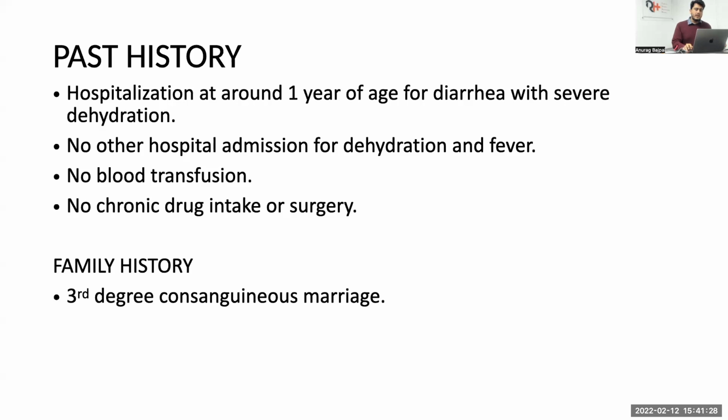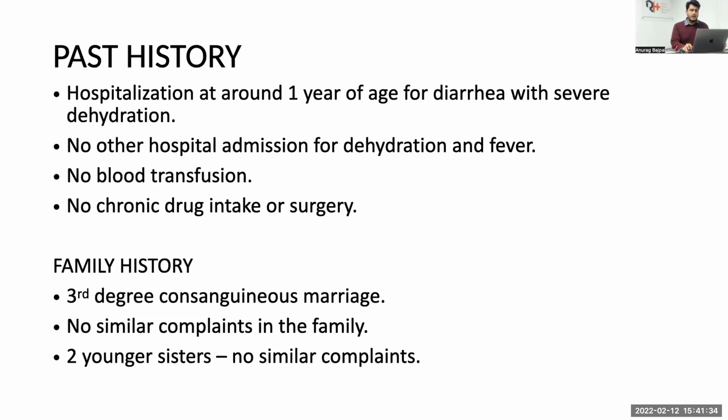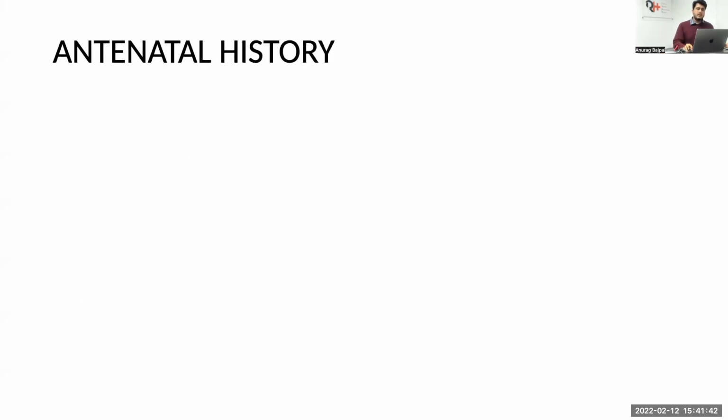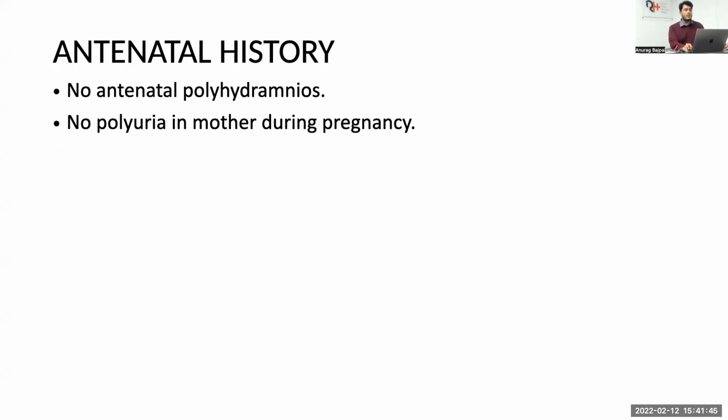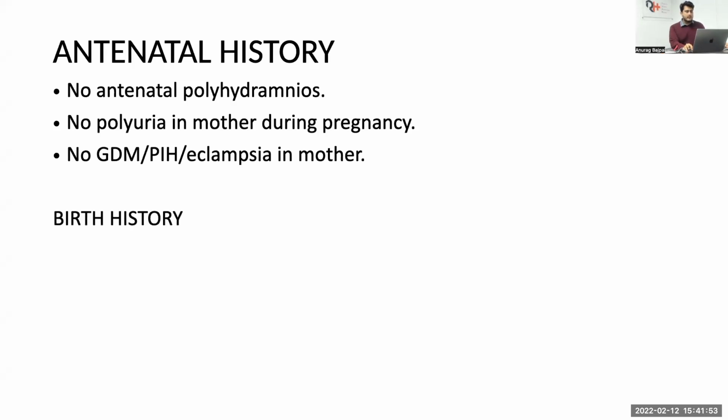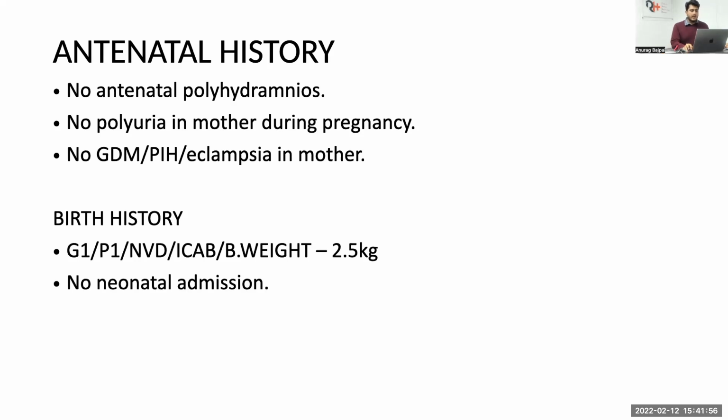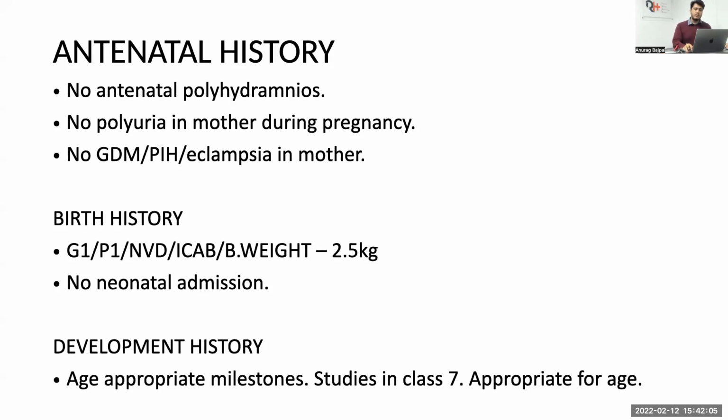With regards to the family history, he was born out of a 3rd-degree consanguineous marriage. There was no similar complaint in the family. He had 2 younger sisters, and there was no complaint in either of them. With regards to the antenatal history, there was no antenatal polyhydramnios, no polyuria in the mother during pregnancy, and no gestational diabetes mellitus, pregnancy hypertension or eclampsia in the mother. The birth history was uneventful. He had a birth weight of 2.5 kilos, and there was no history of any neonatal admission. He was normal. With regards to development, he studied in class 7, which was appropriate for age.